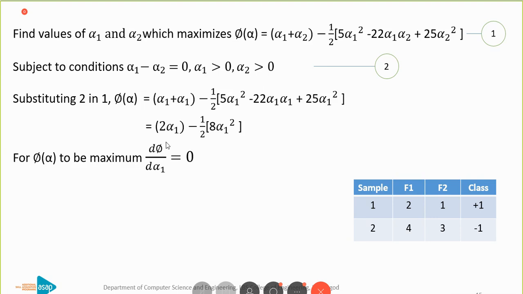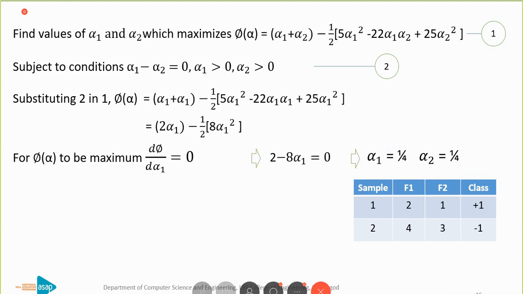You take the derivative of this function with respect to alpha 1. When you do that, you will be getting 2 minus, for this term, alpha 1 square, so the 2 and this 2 will get cancelled. You will be getting 8 alpha 1. So 2 minus 8 alpha 1 is equal to 0. So alpha 1 is 1 by 4. Now you can substitute this alpha 1, which is 1 by 4, in this equation and you will get alpha 2 is also 1 by 4.